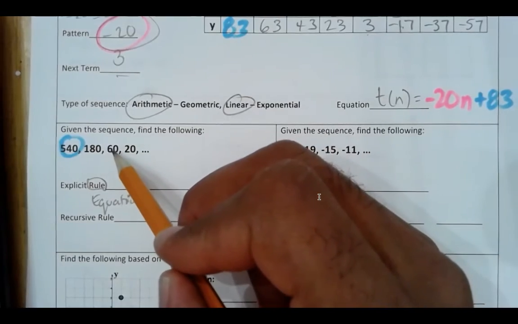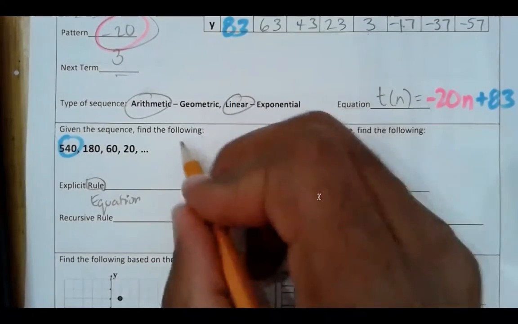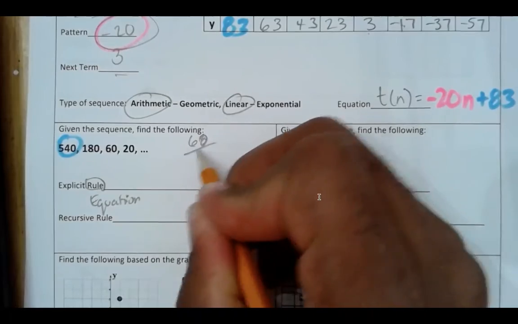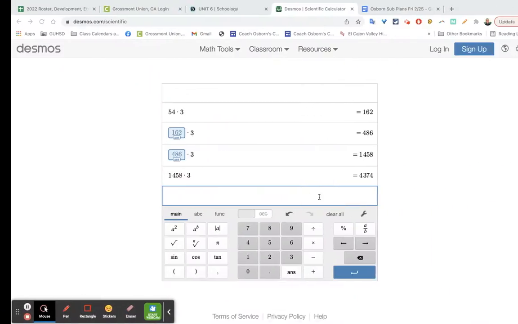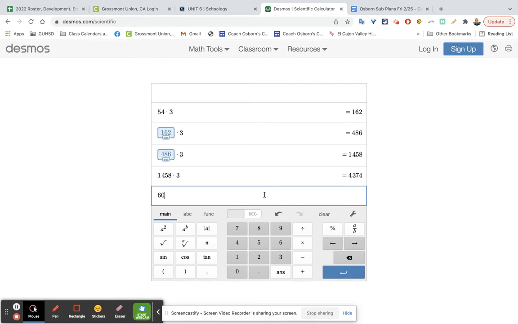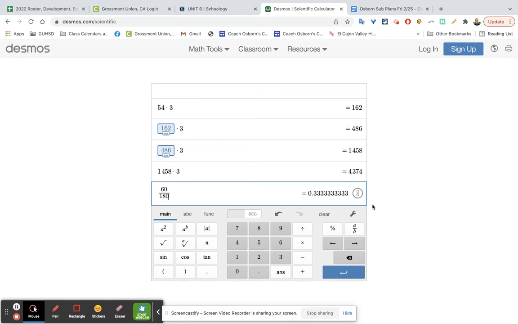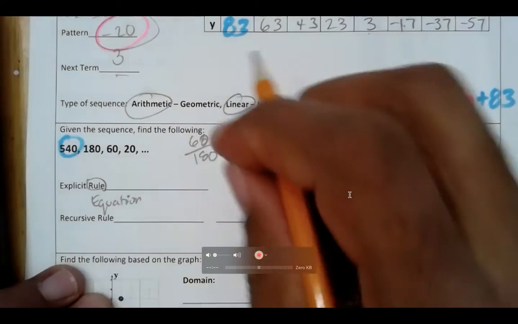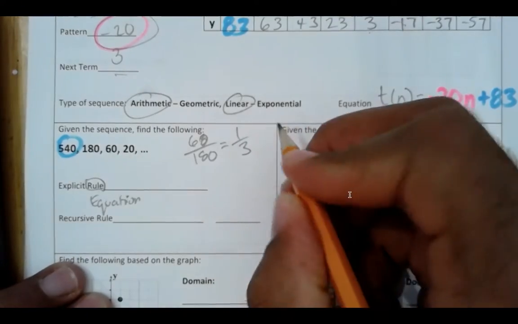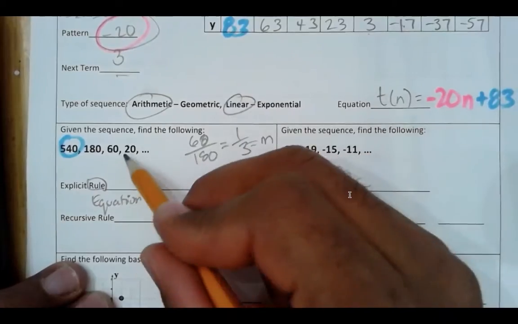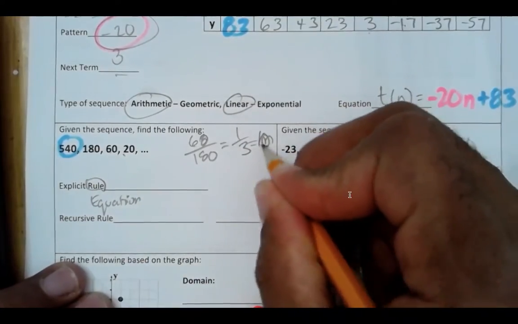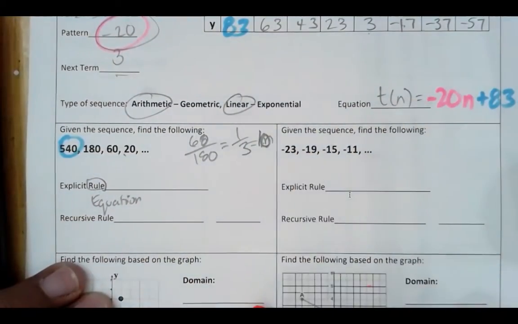So what I'm going to do is 60 divided by 180, and that's going to give me the pattern. Remember, you can do one term divided by the one before, and I get 0.333. If I hit this button, it'll make it a fraction. You can also do that on the calculators in class. So the pattern, or the m, actually in this case it's multiplying, so that's actually the b, is equal to 1/3.